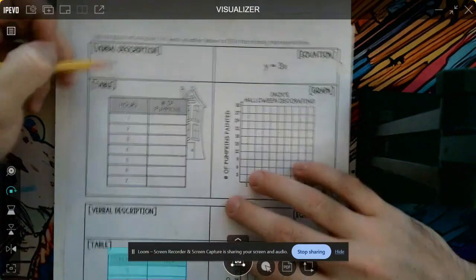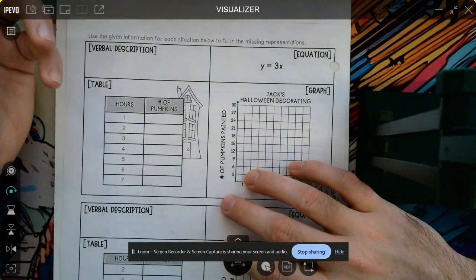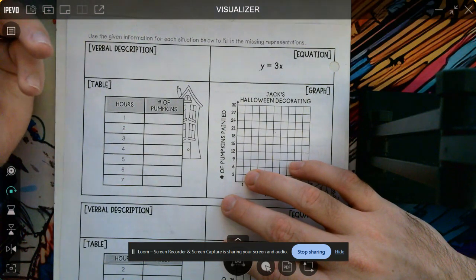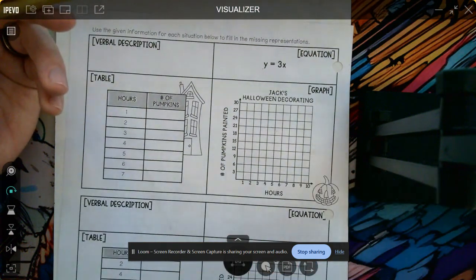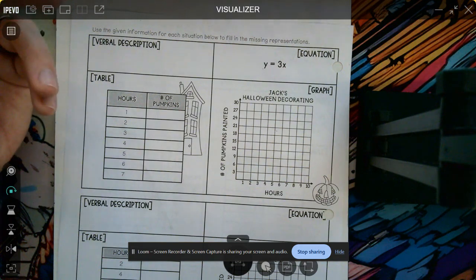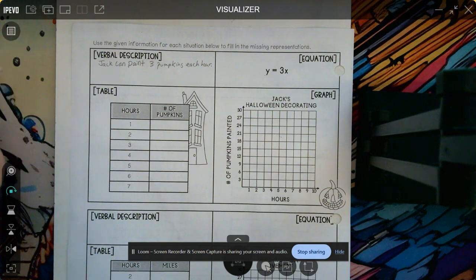All right, we need to write the verbal description for this equation. We're given y equals 3x. Try to come up with your own situation where you'd be multiplying by 3 each time. I'm going to give you a second to do that, and then I'm going to tell you an example that I used. Okay, so if you want me to check which one you use, that's great.